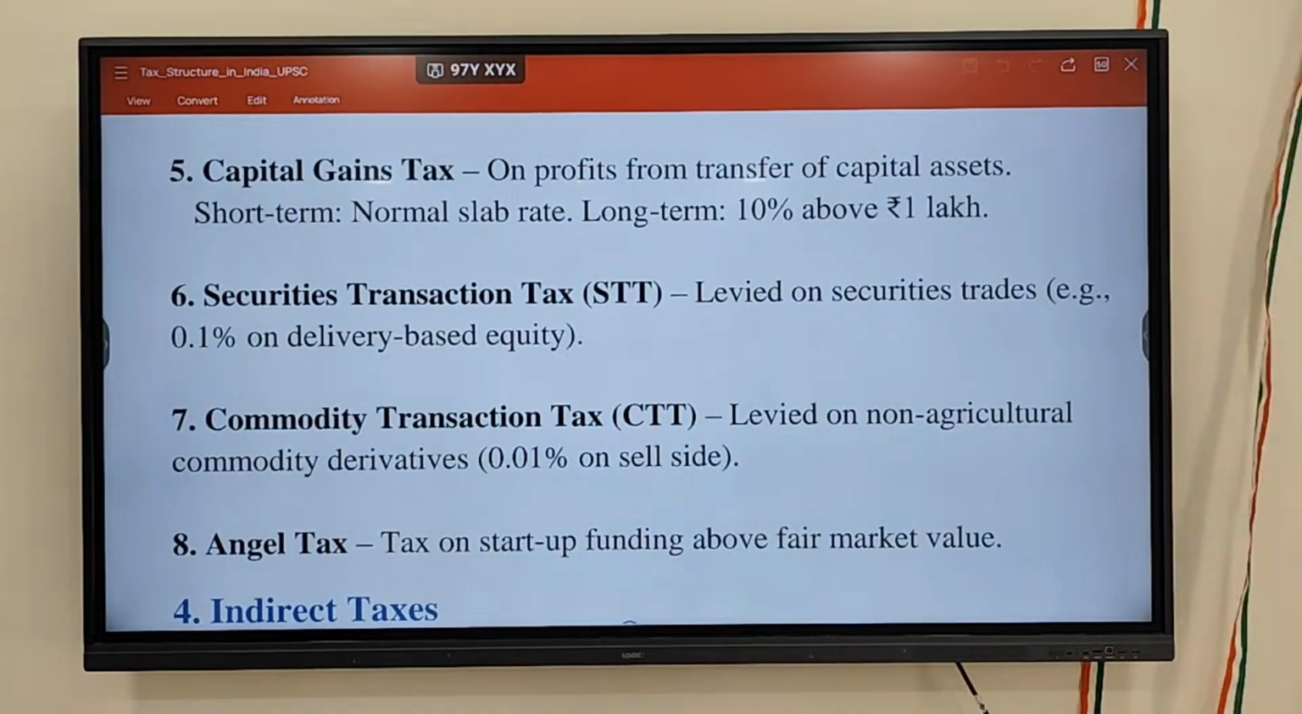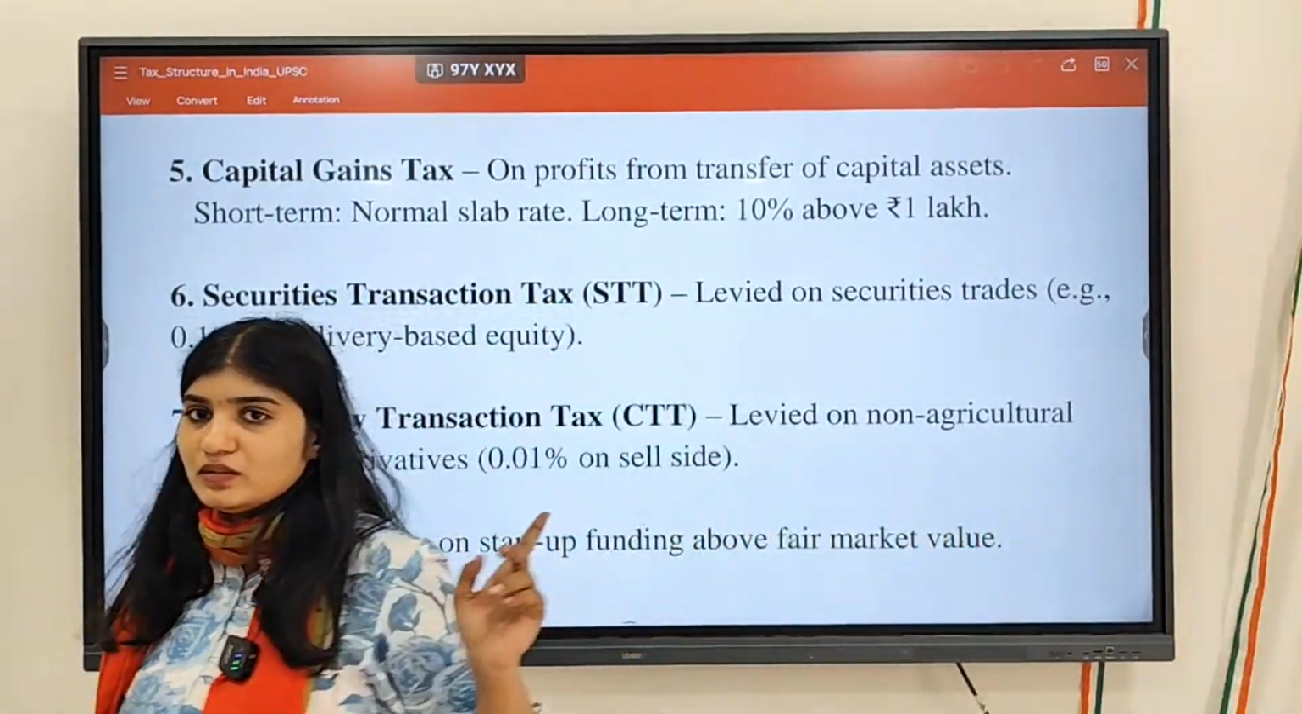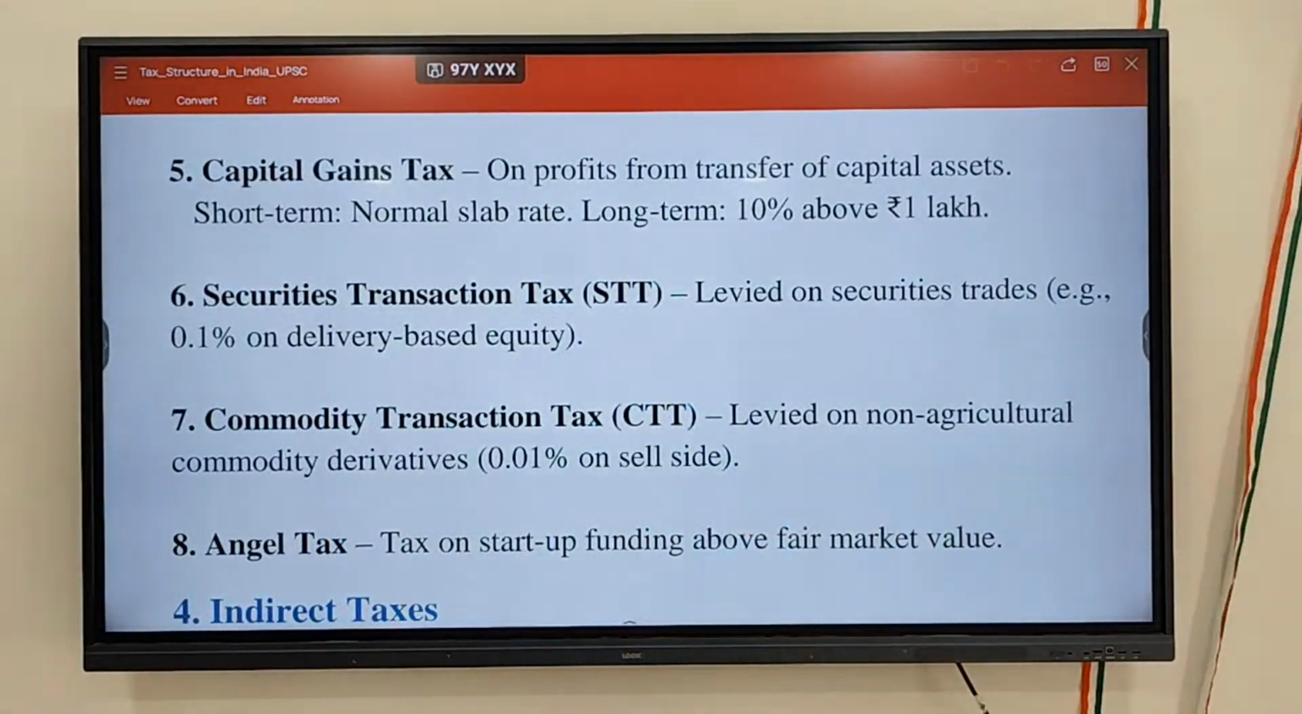This is for non-agriculture goods. Just highlight that. Non-agriculture goods. Very important.